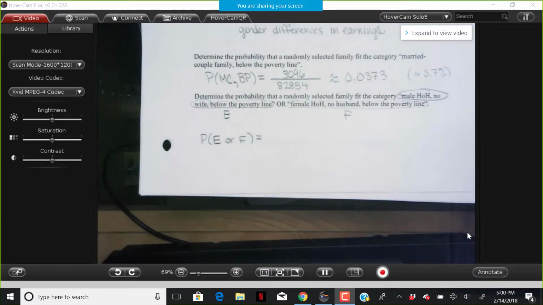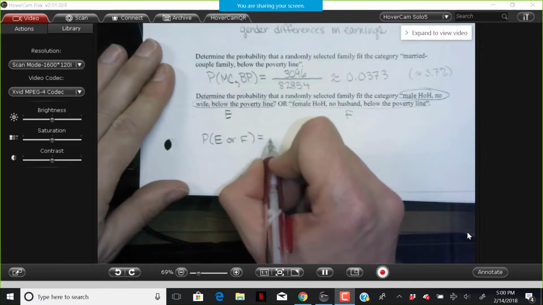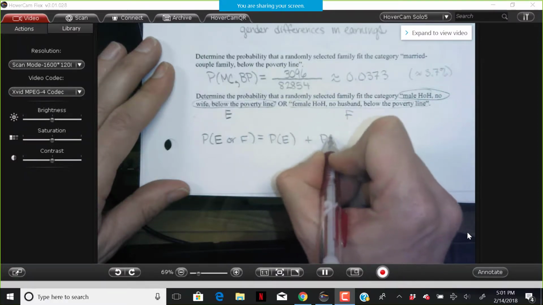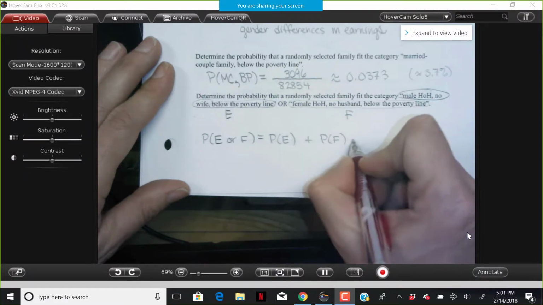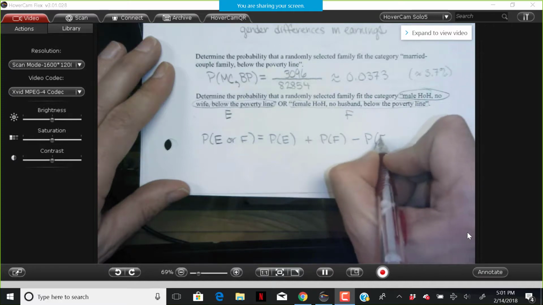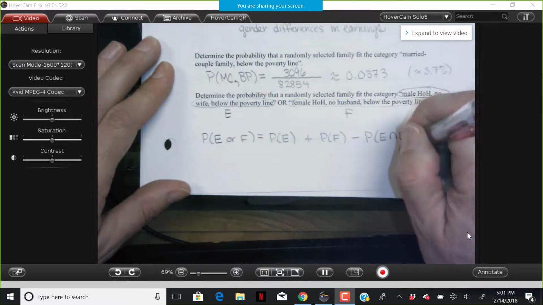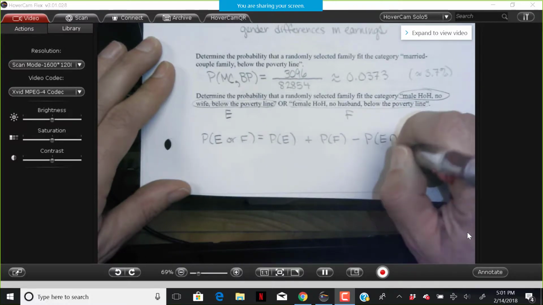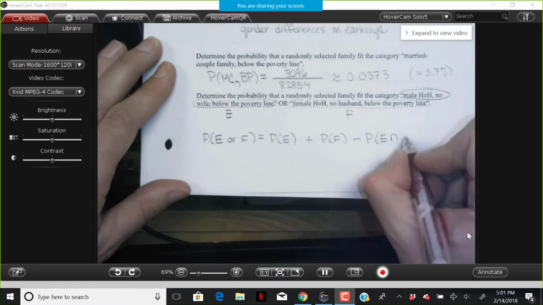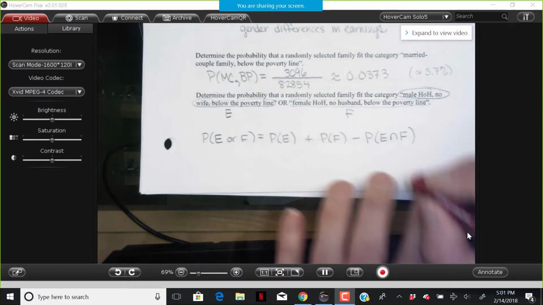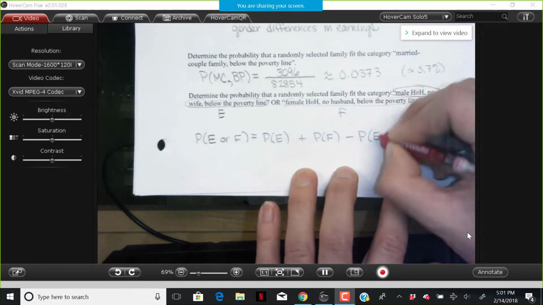So using the formula at the top of the page, we get the probability of E plus the probability of F minus the probability of E intersect F. Oh, E and F, sorry. I'm using symbols I haven't introduced yet.